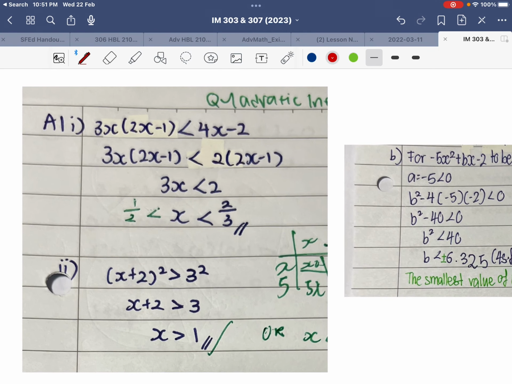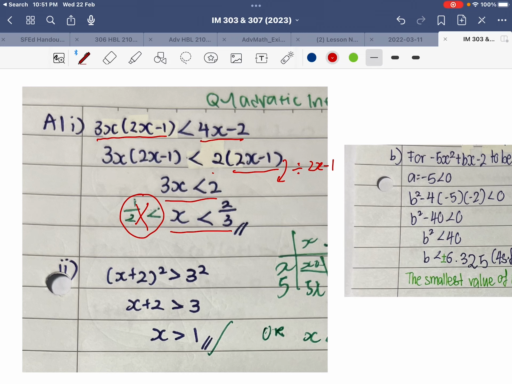If you look at this working, the inequality given is 3x times (2x minus 1) less than 4x minus 2. Notice what the student did was factorize the right-hand side to become 2 times (2x minus 1), and then divide both sides by 2x minus 1. So in the end, she got x less than 2/3. Now the student may look at the answer key and think, oh, I'm missing an answer here, I'm missing half less than x less than 2/3. But conceptually, this is totally wrong.